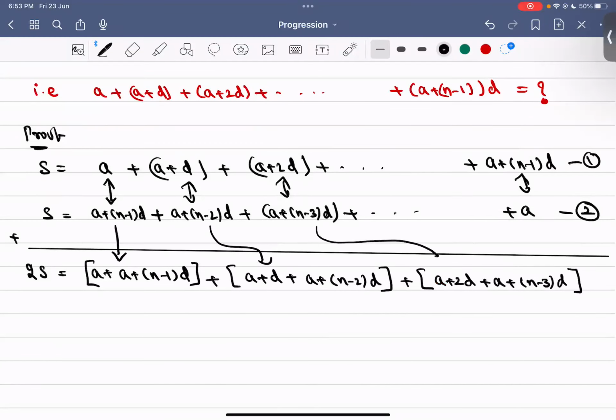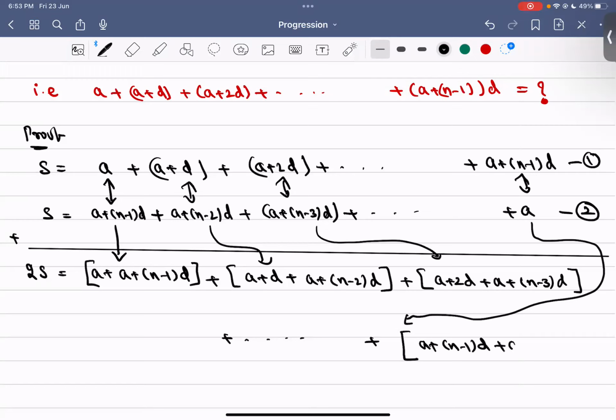This is for this one. Next, the last one, plus etc. Plus the last one for this one. Here I will write: the last one is A plus (N minus 1) into D plus A.